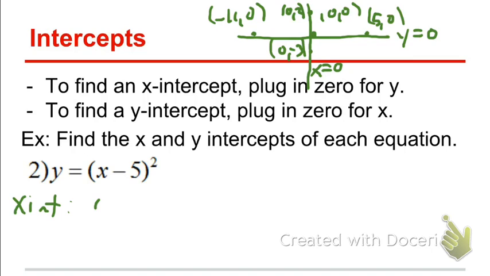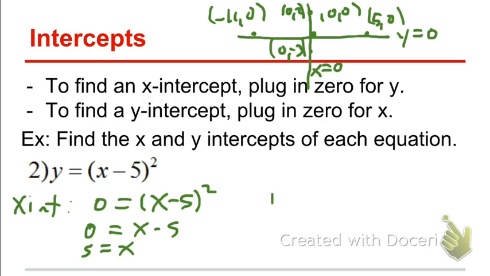We're going to plug in 0 for y. So you get y is equal to (x minus 5) squared. Plug in 0 for y, you get 0 is equal to (x minus 5) squared. Now, if we try to solve for x, we could take the square root of both sides, and you get 0 is equal to x minus 5. Add 5, and you get x is 5. So we know that on this graph, there's a point right there, and that's what's going to cross the x-axis.